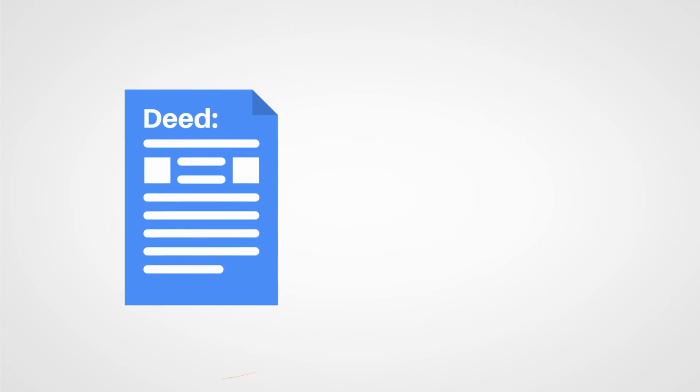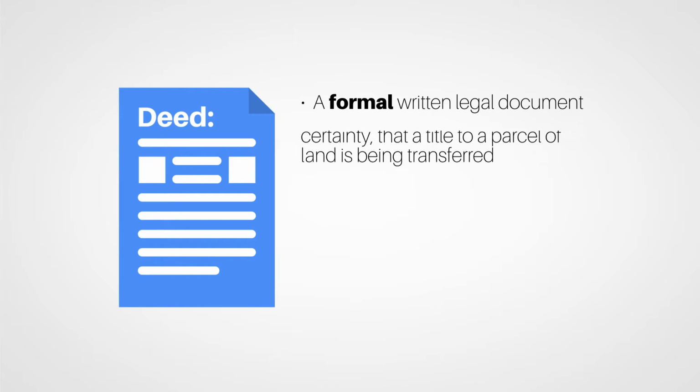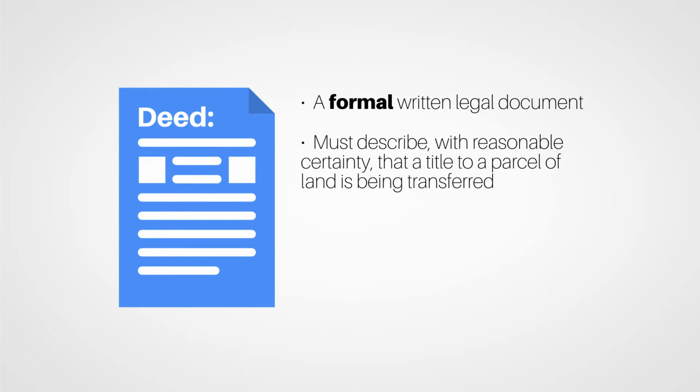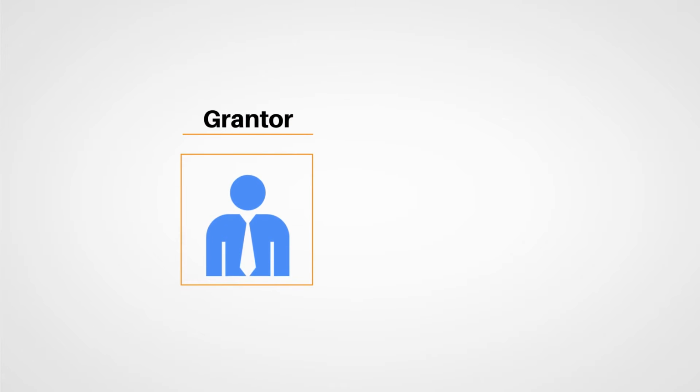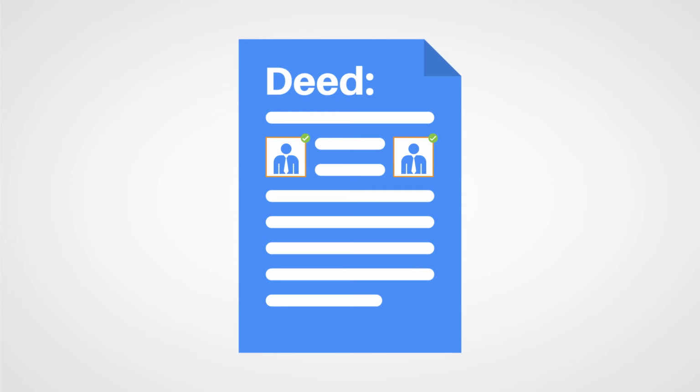First and foremost, a deed is a formal, written, legal document. A deed must describe, with reasonable certainty, that a title to a parcel of land is being transferred. The party releasing the title, known as the grantor, and the party receiving the title, known as the grantee, must be adequately identified in the deed. Depending on local laws, this identification may also require the listing of the parties' residences.